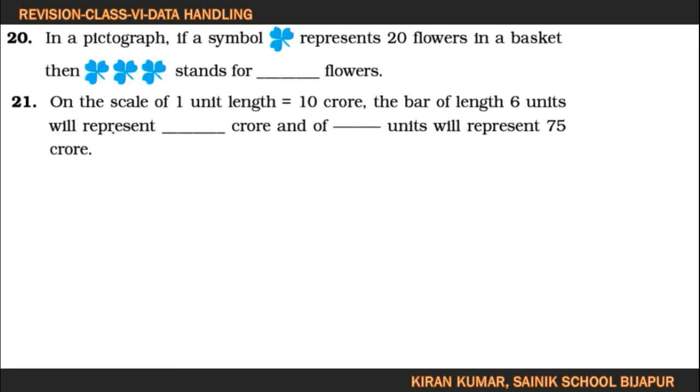Next, 20th statement. In a pictograph, if a symbol represents 20 flowers in a basket, then 3 such symbols will stand for dash. If one symbol is 20 flowers, 3 such symbols means 60 flowers. 21st, on the scale of 1 unit length equal to 10 crore, the bars of length 6 units will represent 60 crores and of dash units will represent 75. It must be 7.5, then only it is 75 crores.